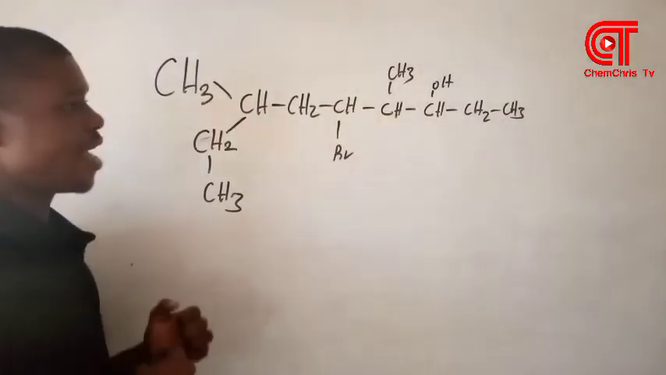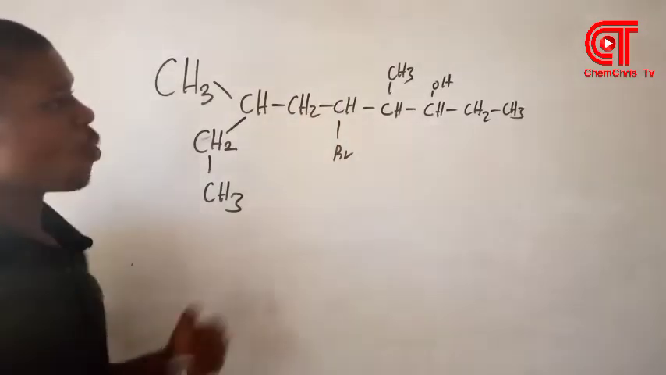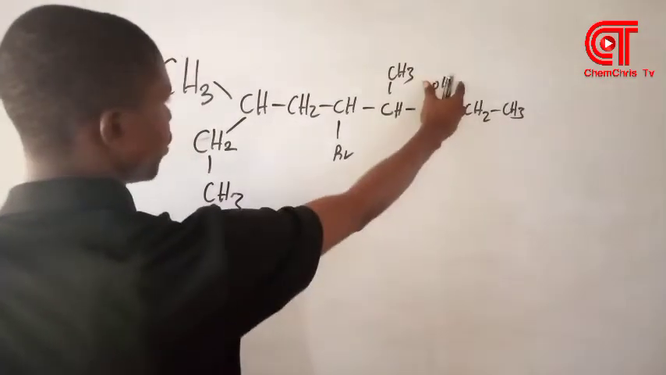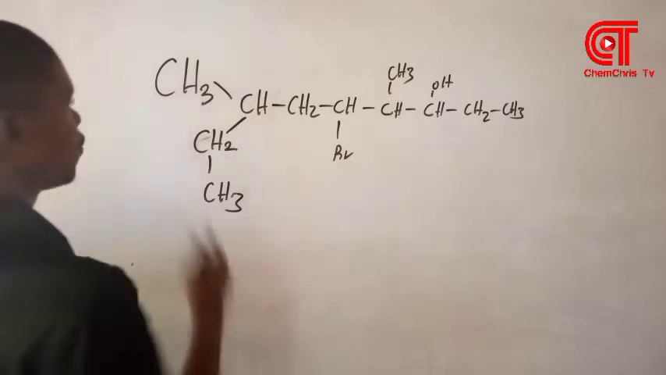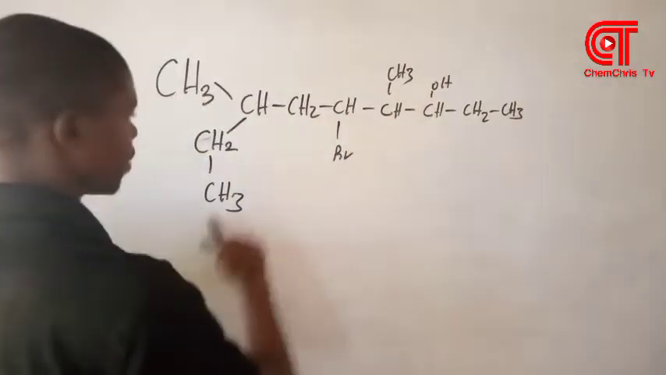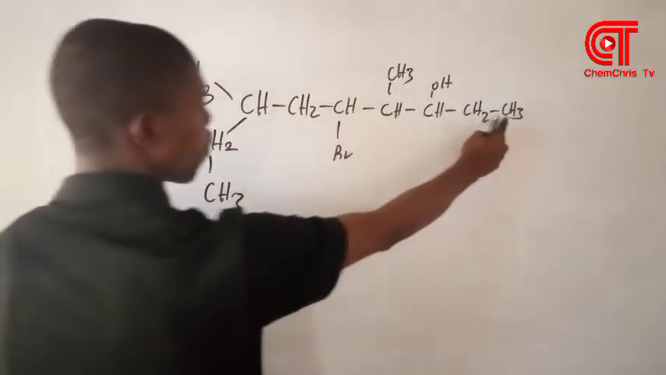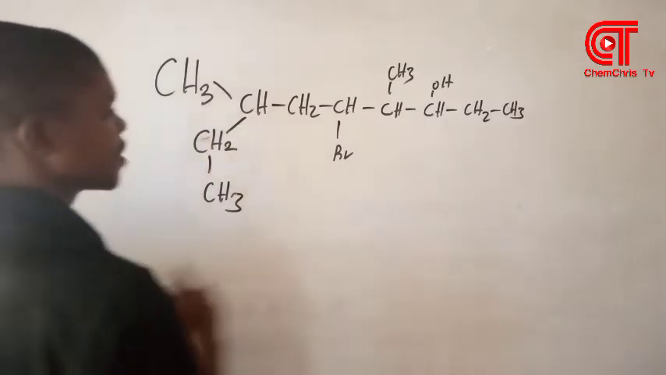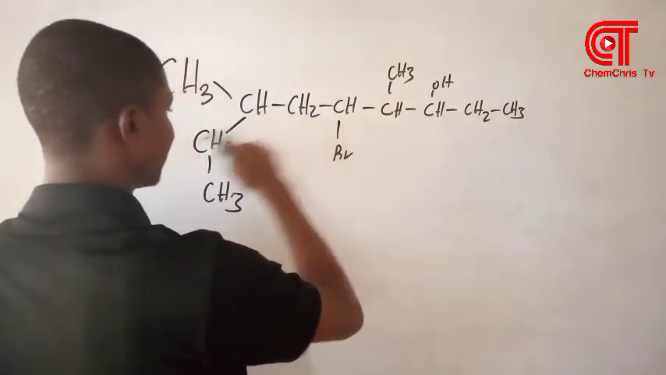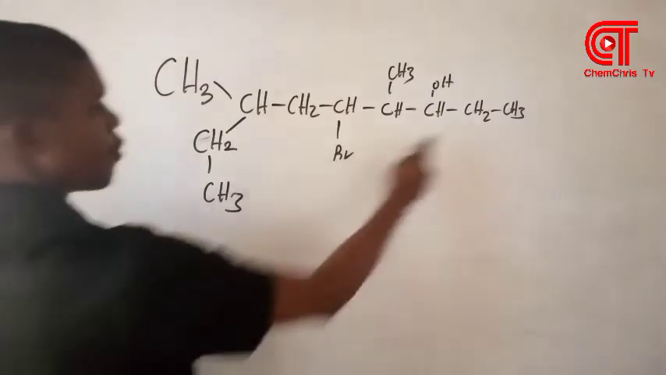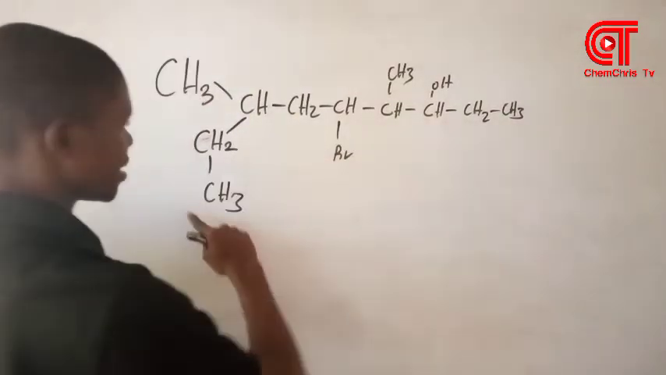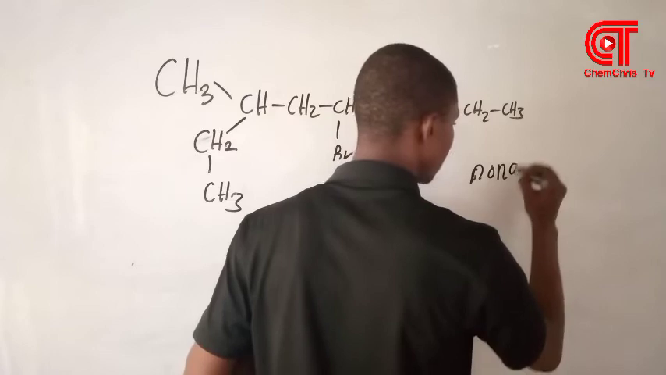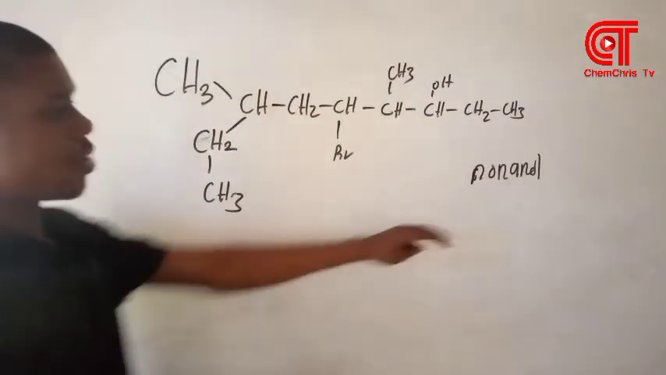So how do we name this compound here? What will be the name of this compound? First thing you want to do is take the longest continuous carbon chain containing the OH. So how do we do that? We can start from here to here, or from here to here. Now when you say it's continuous, you start from here 1, 2, 3, 4, 5, 6, 7, 8, octane. But if you start from here 1, 2, 3, 4, 5, 6, 7, 8, 9. So from here to here is 8, but from here to here is 9. So the chain is now going to be nonane.